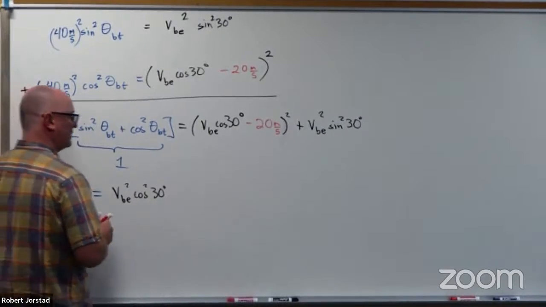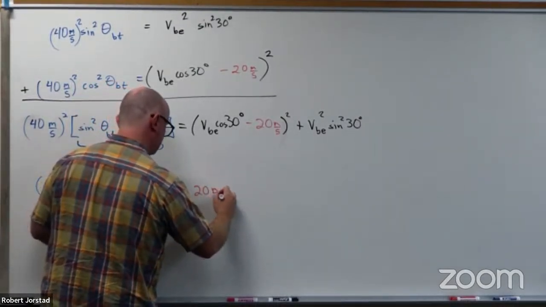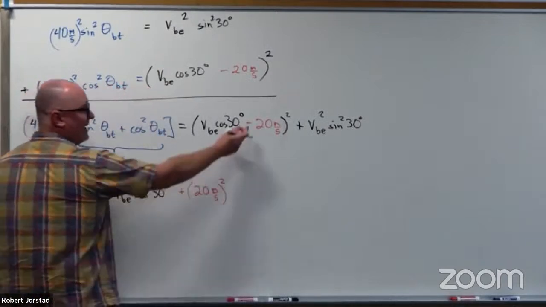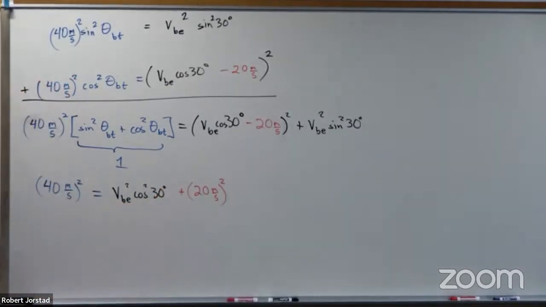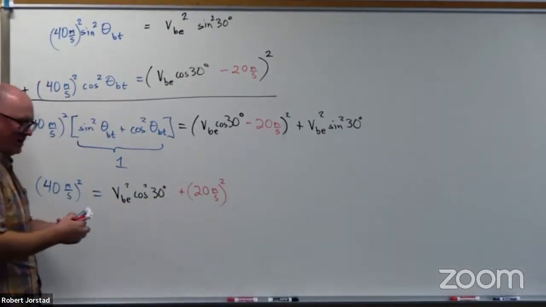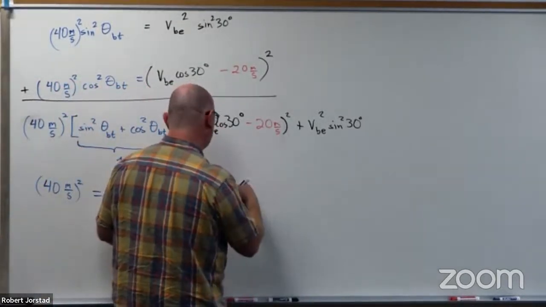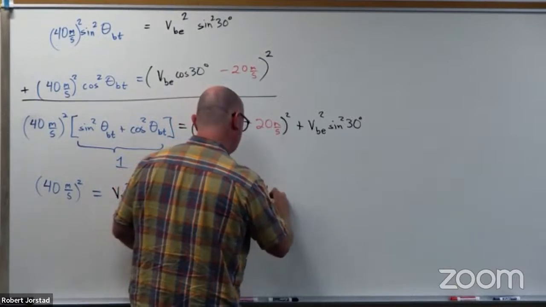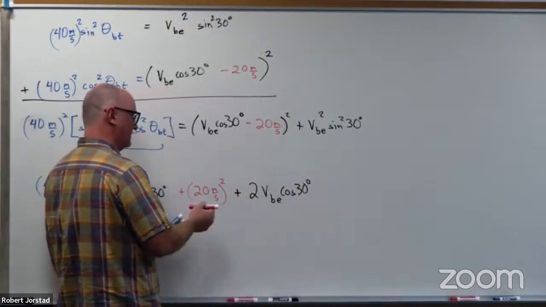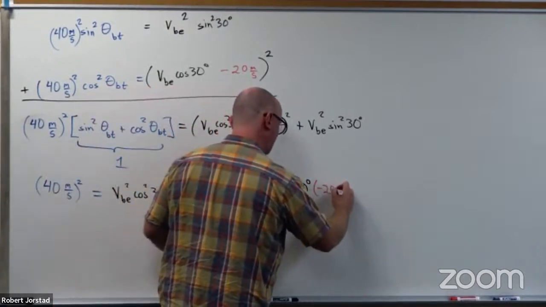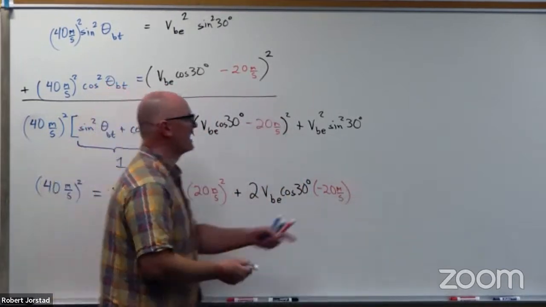I'm going to get a plus. Now remember, it's a minus in here, but when you square it, it's negative 20 times negative 20, which is positive 20 squared. And then notice we get this cross term in here. Plus 2 VBE cosine 30 degrees times negative 20. And then we still have this last term here.